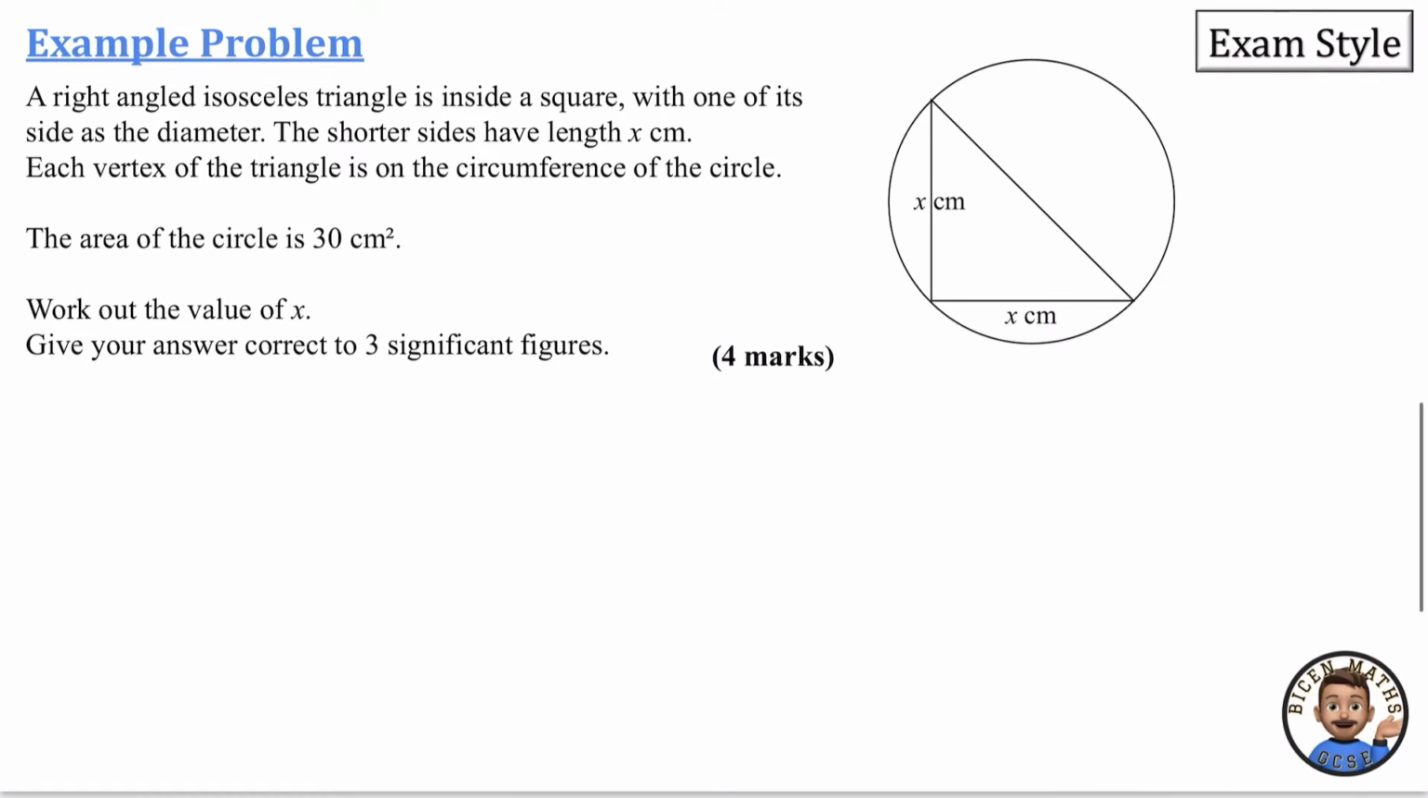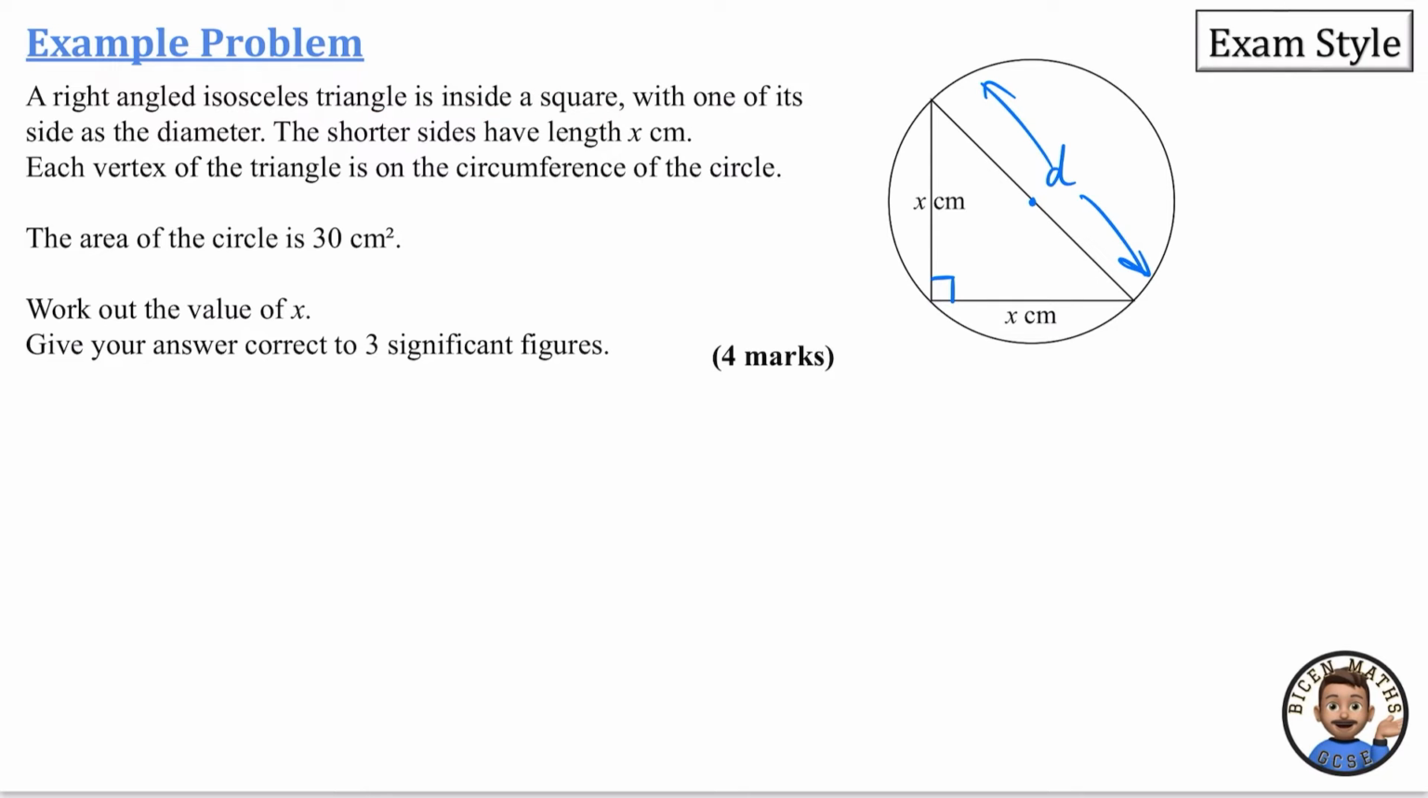It says a right-angled isosceles triangle is inside a square. Okay, so this is a right angle that we've got here, and it's an isosceles because we can see that this one and this one are equal. And it says with one of its sides as the diameter. Okay, so we know that this is the diameter. I'm just going to say that must mean that's the center. So this is the diameter of the circle across here.